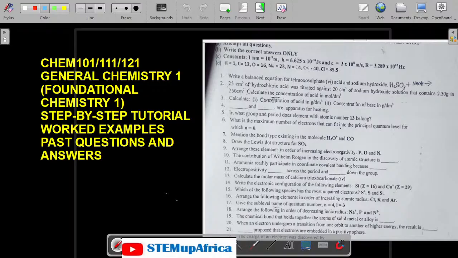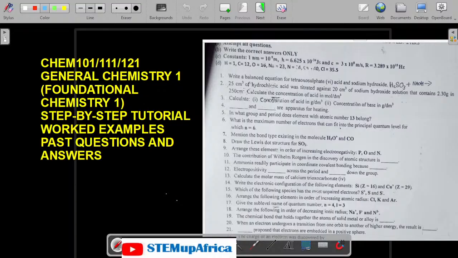Okay, let's read the question. 25 cm cube of HCl. That is the volume of the acid. That represents the volume of the acid. It was titrated against 20 cm cube of the base. That is the volume of the base. The solution that contains the base contains 2.3 grams in 250 cm cube of solution. We are asked to calculate the concentration of the acid from this expression.